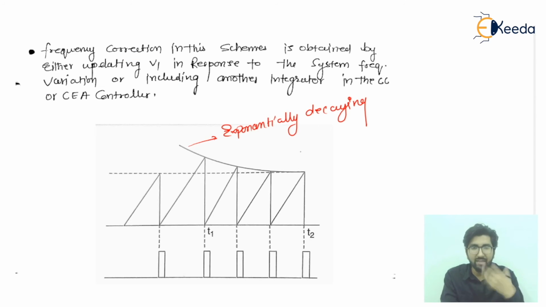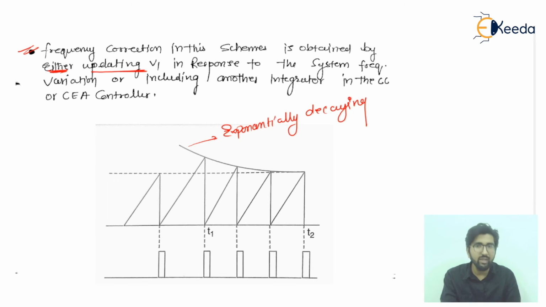We had the pulse generator, and we have compared the summing-up integrator with the V3. When both values are equal, the pulse generator will be in the on condition, and it will generate the pulses. Likewise, this is going to happen. Now we can say that the frequency correction in the schemes is obtained by updating the V1 value, that is the bias voltage, in response to the system frequency. So according to the system frequency, we can update. This is the either condition.